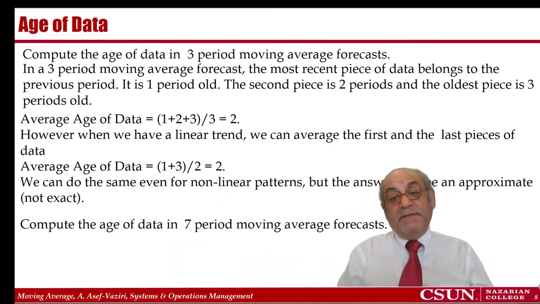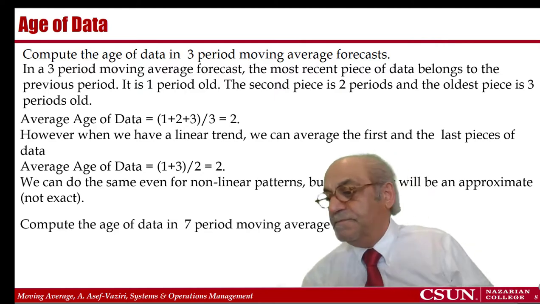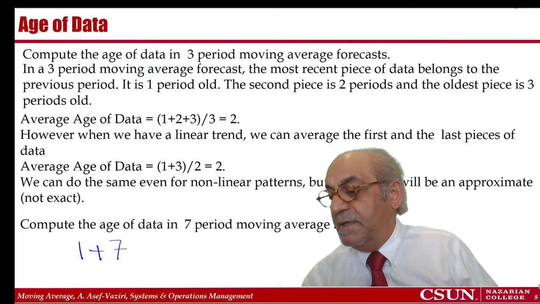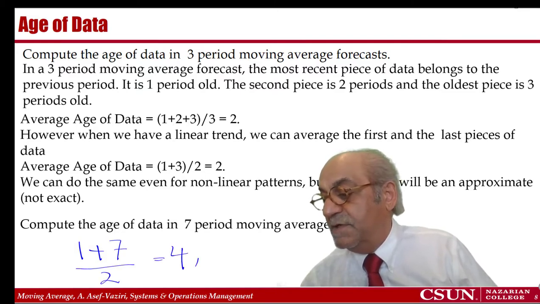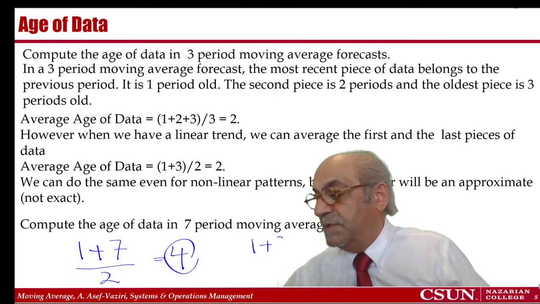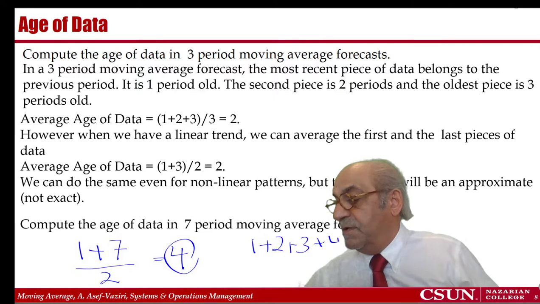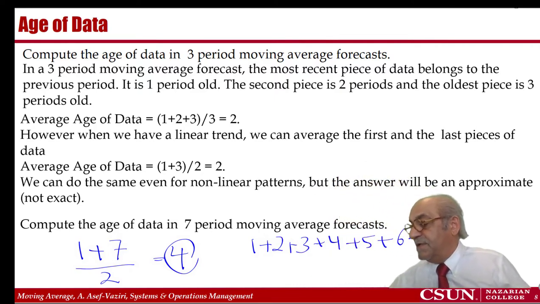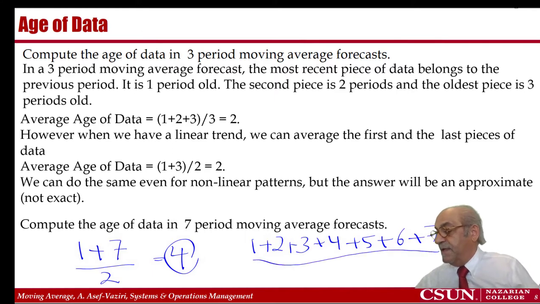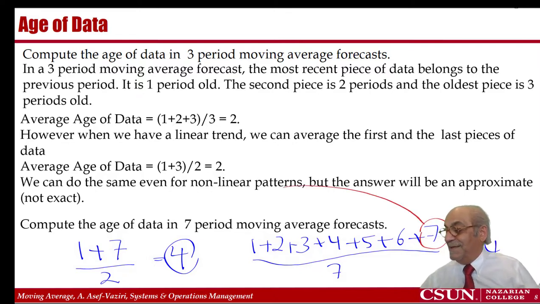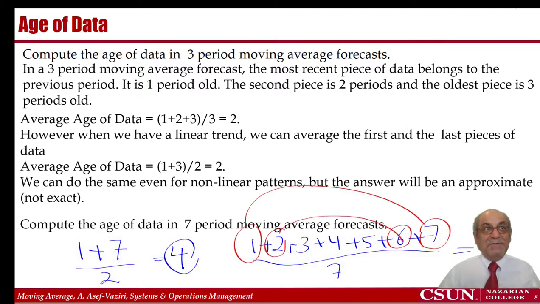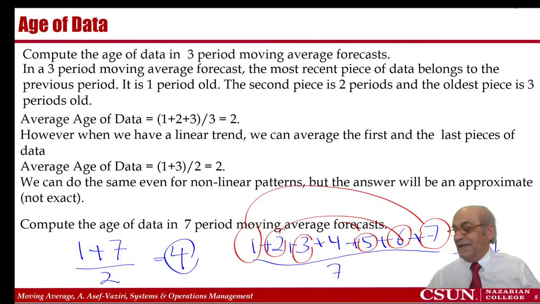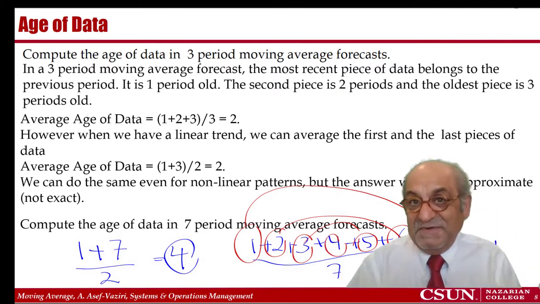Compute the age of data in a 7 period moving average. Quite simple. 1 plus 7 divided by 2, and that is 4. And 1 plus 2 plus 3 plus 4 plus 5 plus 6 plus 7 divided by 7 is also equal to 4. Indeed, you may take this 2 and divide by 2, it is 4. You may take this 2 and divide by 2, it is 4. You may take this 2 and divide by 2, which is 4, and this one is also 4. Therefore, the average is 4.